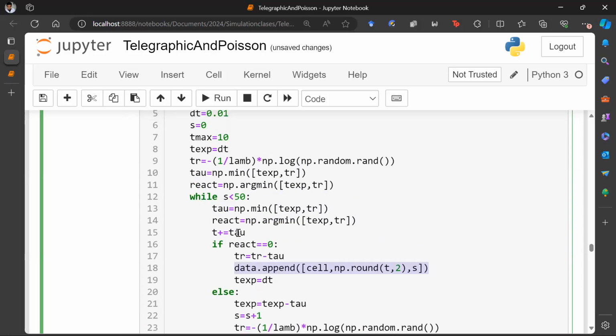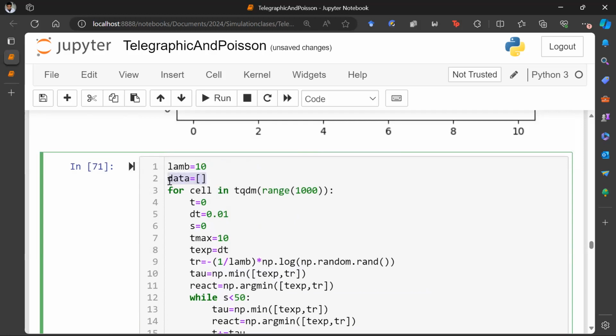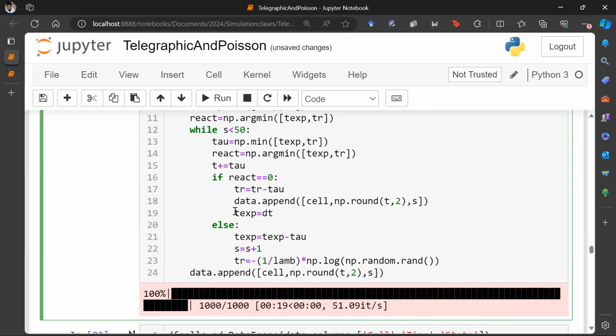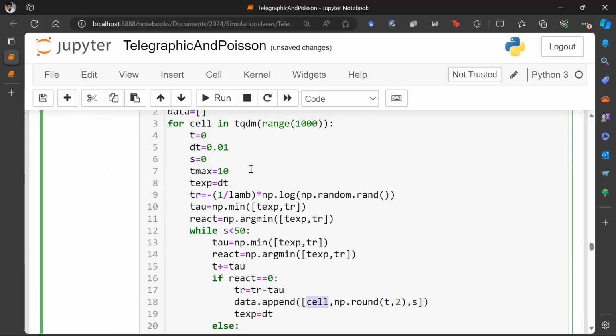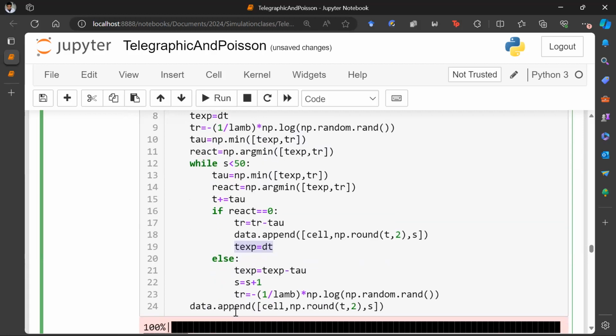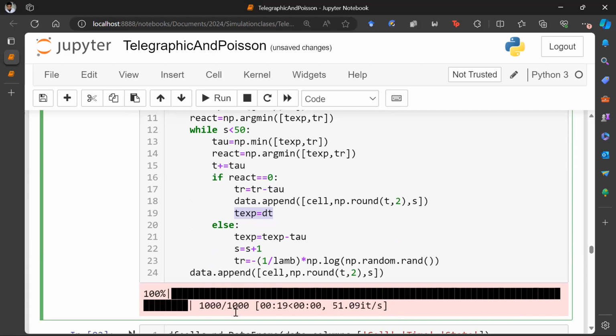I export data, so exporting data is just appending, or concatenating, these arrays. So in the array, you're going to have the number of the cell, because I'm doing this for multiple cells, the time, and the state, in this case, the number of molecules. And I propose a new time for exporting that is going to be delta t.